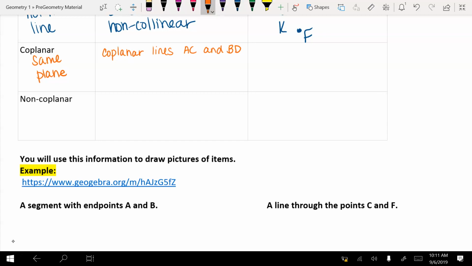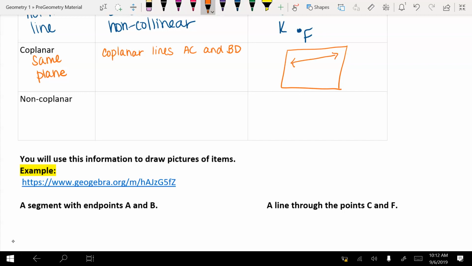Now, if things are coplanar, what does that mean we have to draw? If they're in the same plane, we have to draw a plane, which looks like a flat surface, which looks like a box. Good. So we have to draw a box. In our box, we have to put some lines. What do we have to make sure goes on the end? If it's a line, it needs to have arrows, and then the points have to be on it.